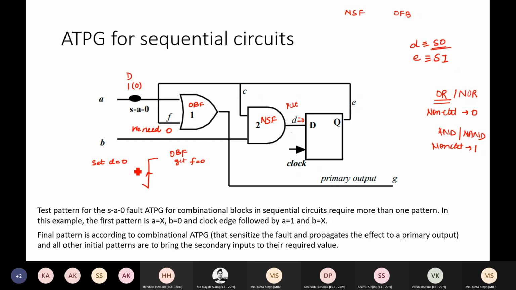अब सेट कैसे करें हम D इक्वल टू 0? D is the output of the AND gate. I want the output of the AND gate to be stuck to 0. So at least one of the input of the AND gate should be made equal to 0. Then I am sure the output will always be 0. So the primary input of this AND gate, which is B, I set B equal to 0. सी अभी x है.